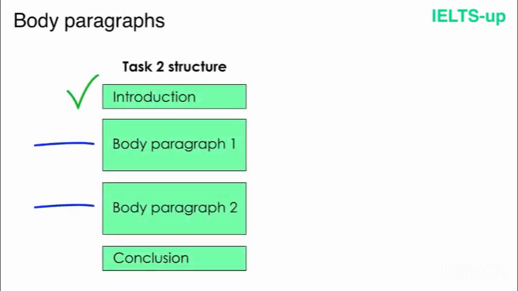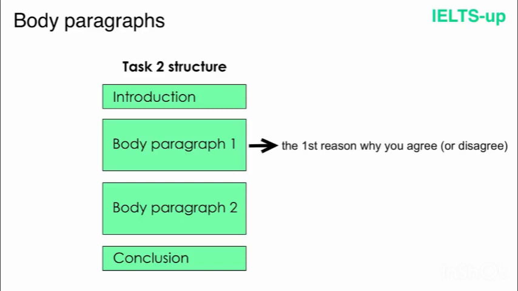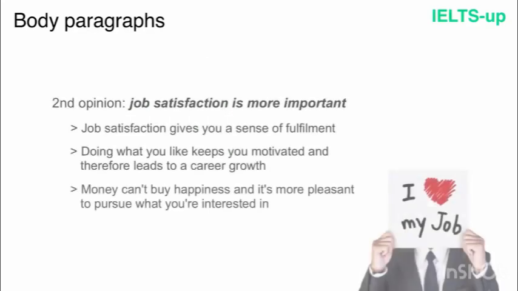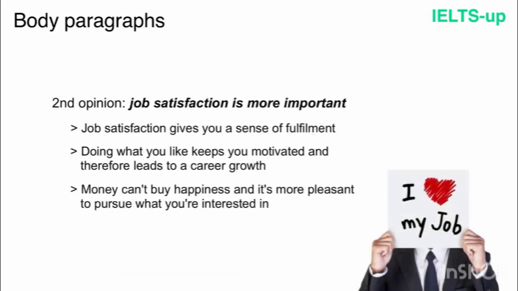Now we move on to the body paragraphs. For agree-disagree questions, it's good to structure body paragraphs in the following way. In body paragraph 1, write the first reason why you agree or disagree, or in other words, write the first supporting point of your opinion. And in body paragraph 2, write the second reason why you agree or disagree, your second supporting point. Good news is that we have already generated our supporting points, so now we should choose any 2 of them for our essay.